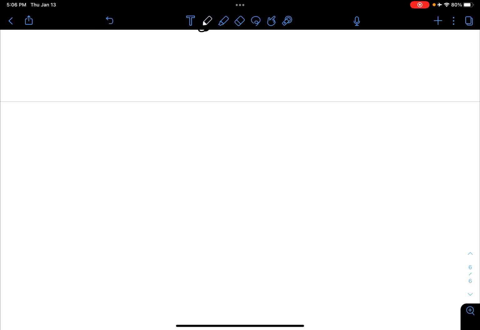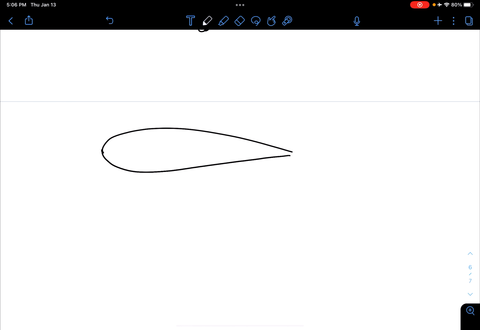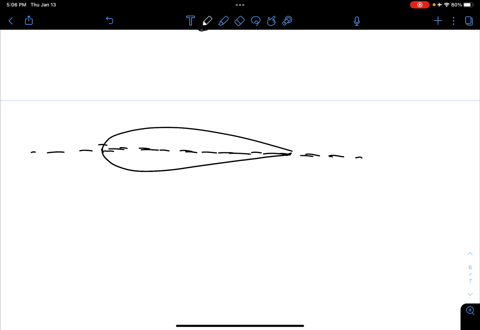Let me ask you this before moving forward. Let's say this is a symmetric airfoil, meaning that there is a symmetry axis in the middle. What is the camber of this airfoil? The camber of this airfoil is 0, exactly, because the camber line is on top of the chord line. It's a symmetrical airfoil. Does this make sense?